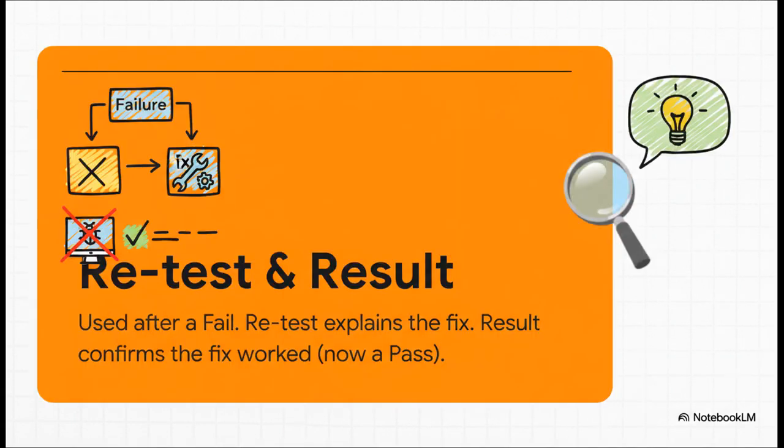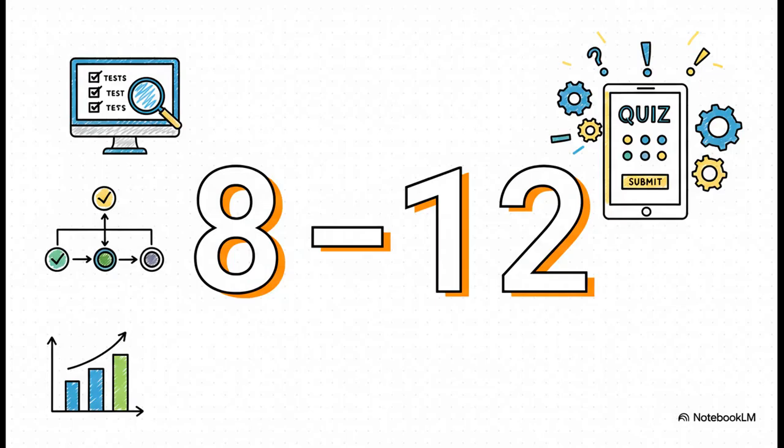And those last 2 columns, retest and result, you only fill these in if you had a failure. In the retest column, you explain what you did to fix the bug, something like fix the JavaScript error in the button function. Then in the result column, you confirm that your fix worked, and this time, hopefully, it's a pass. So how many tests do you actually need?